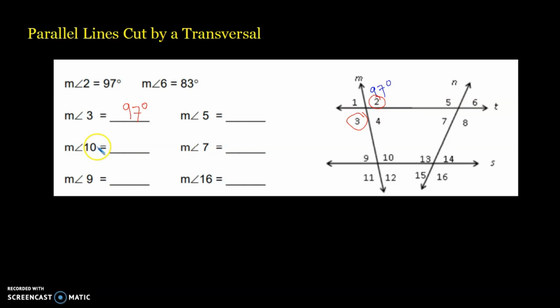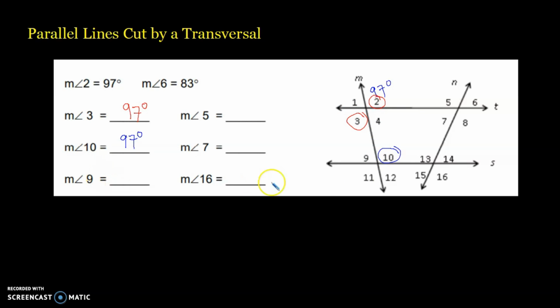To proceed to the next one, we have to solve for the measure of angle 10. I am going to use a different color for angle 10. To solve for angle 10, you may use angle 3 or refer to angle 2. If you refer to angle 2, angles 2 and 10 are corresponding angles, and corresponding angles are congruent. Therefore, angle 10 is 97 degrees also. If you pair angle 3 with angle 10, they are alternate interior angles, and alternate interior angles are still congruent.